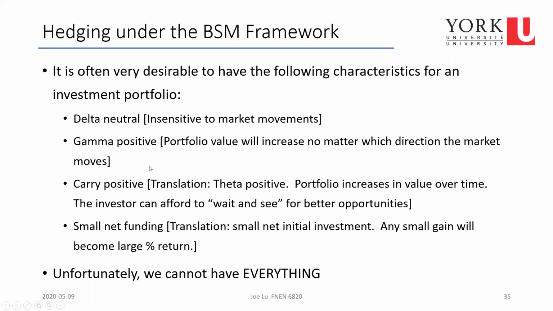Now, the other characteristic that people would like to have is what we call gamma positive. Gamma positive really means that if the underlying price were to change, either positive or negative, then the portfolio value will always increase. So it's like a curvature, which I will show in a graph later on. But gamma positive means that there's a curvature such that no matter which direction the underlying asset is moving, the portfolio value itself is always going to have a positive increase.